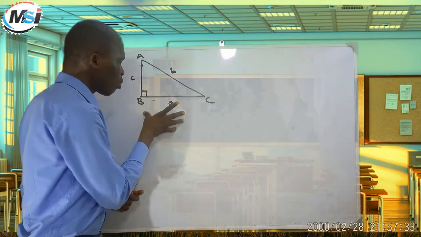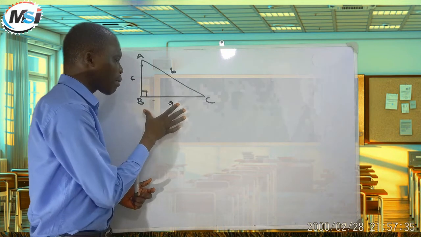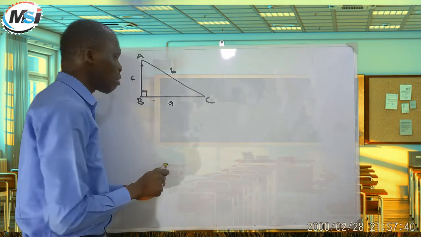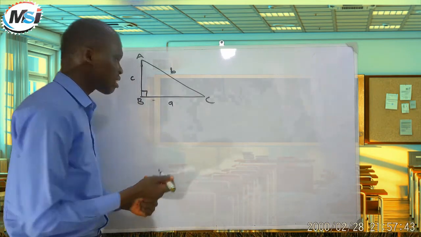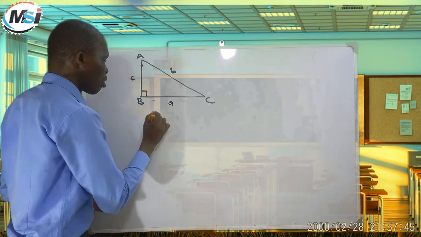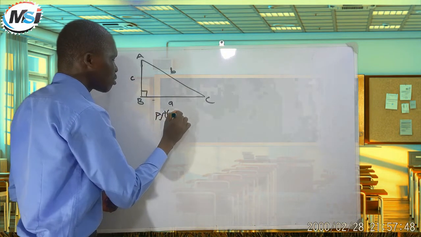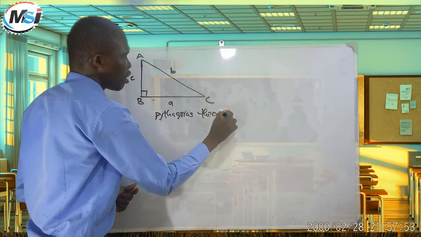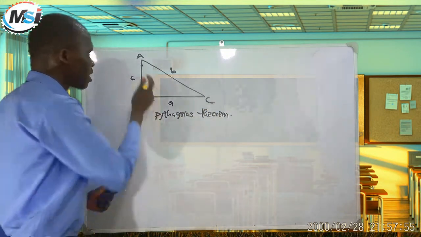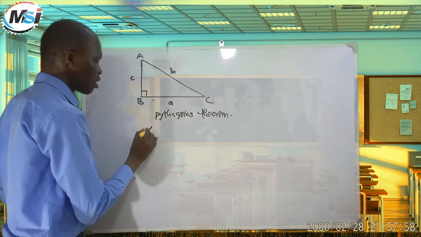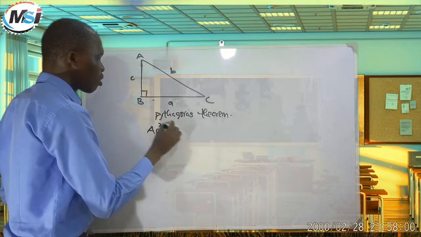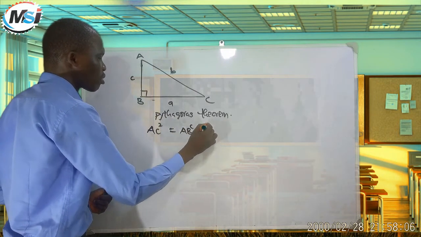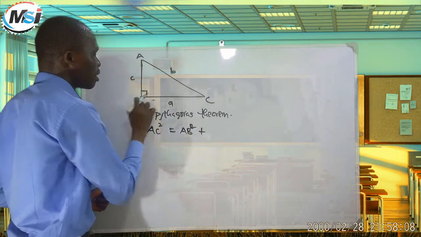Now, we want to first of all apply Pythagoras theorem. And what is Pythagoras theorem? Pythagoras theorem states that AC squared equals AB squared plus BC squared.